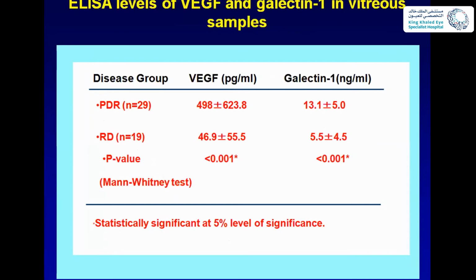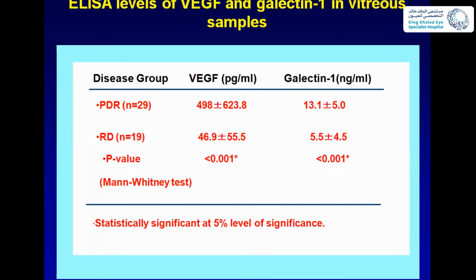Here, what I can tell you is that when we measure the ELISA level, the disease groups are PDR and RD. Actually, RD is also a disease group. People may be confused about RD and PDR because RD patients also undergo vitrectomy.